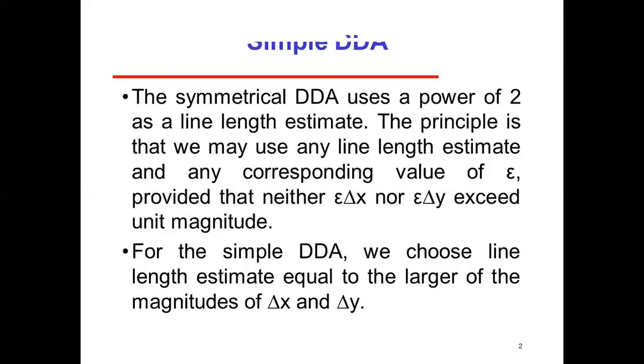Here again we will calculate epsilon delta y and epsilon delta x, and we will compare which one is greater. If delta x is greater, then we put epsilon delta x equal to 1, or if the value of delta y is greater, then we put epsilon delta y equal to 1. So in this case, there is no use of the inequality. That is, no need to find the value of n as in case of the symmetrical DDA.